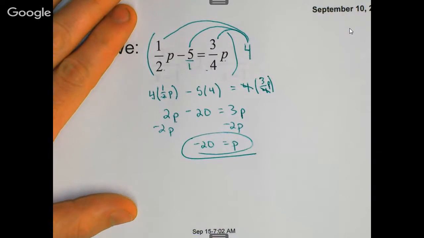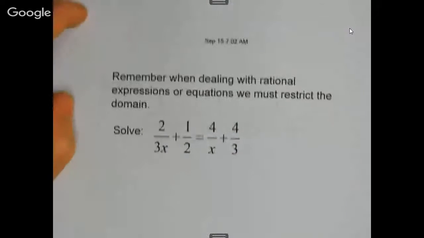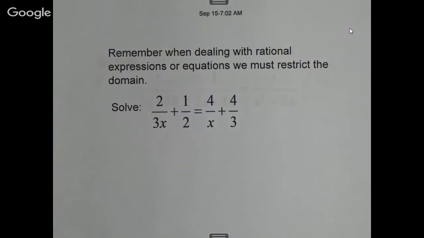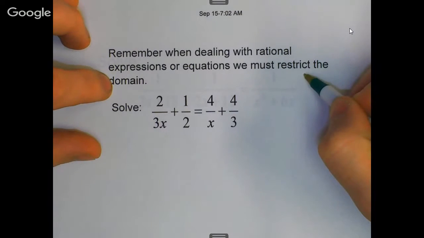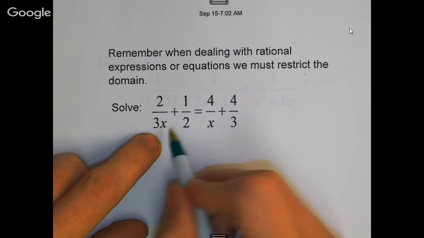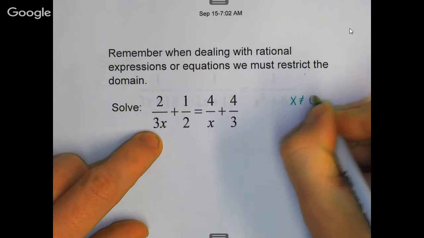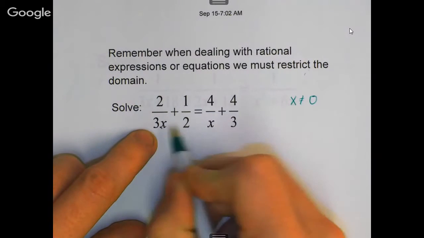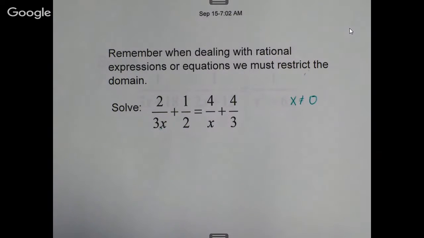And we're done. So getting rid of those fractions right off the get-go helps reduce some of the mistakes that you will probably make. Remember, when dealing with rational expressions, we must restrict the domain. Looking at this, I look at the x in the bottom, and I have to say that x cannot equal 0. If it is 0, then I will get undefined solutions.